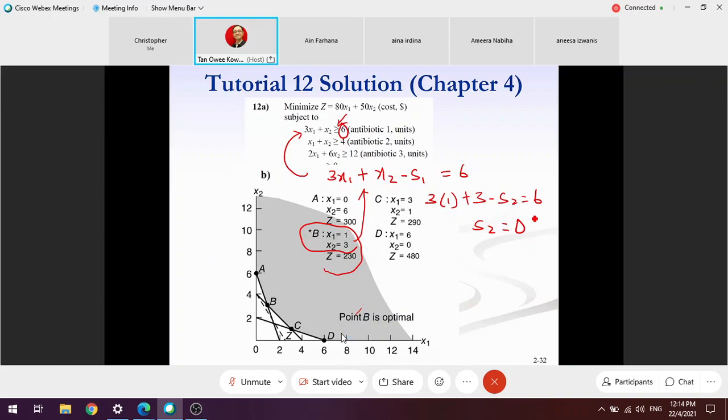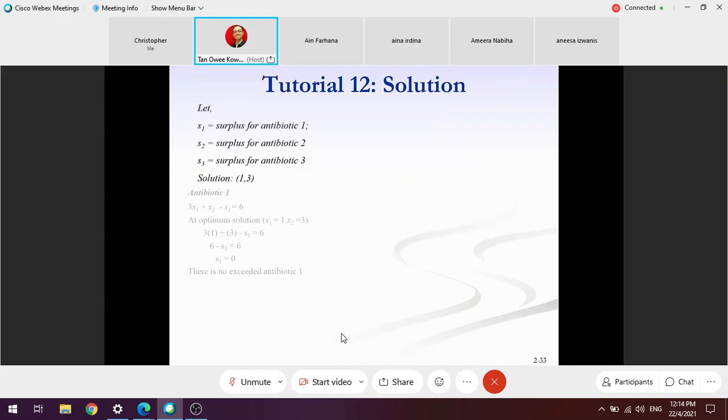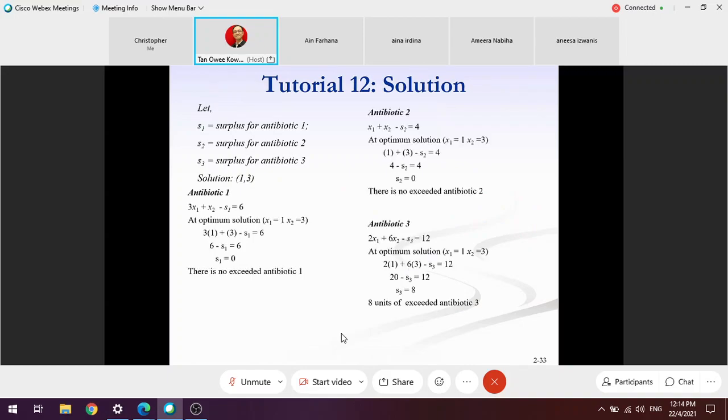I will not do constraints 2 and 3 because they are the same. I'll show the solutions. I did it in the previous slide. You have to do the same thing for antibiotic 2, adding x2, and then antibiotic 3, adding x3. All right. So for antibiotic 2, you should also find that there's no surplus. There's no existed antibiotic 2, but there are 8 units of existed antibiotic 3.